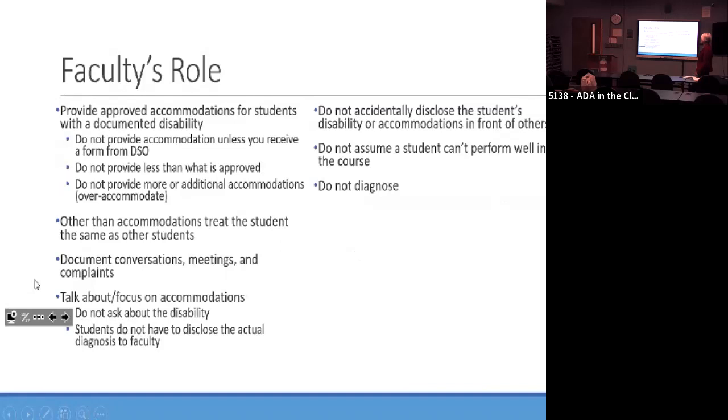And then I know no one would do this on purpose, but don't accidentally disclose a disability or accommodations to other people. You know, it's like, oh yeah, I'm going to get that test so you can take it later with extra time, right? I mean, no one would do that on purpose, of course, but just be careful with that. And again, the student can tell everyone else, but we cannot. Don't assume that a student can't perform well in the course. And don't diagnose. I think some of us with counseling backgrounds and medical backgrounds tend to think that way, but resist the temptation.